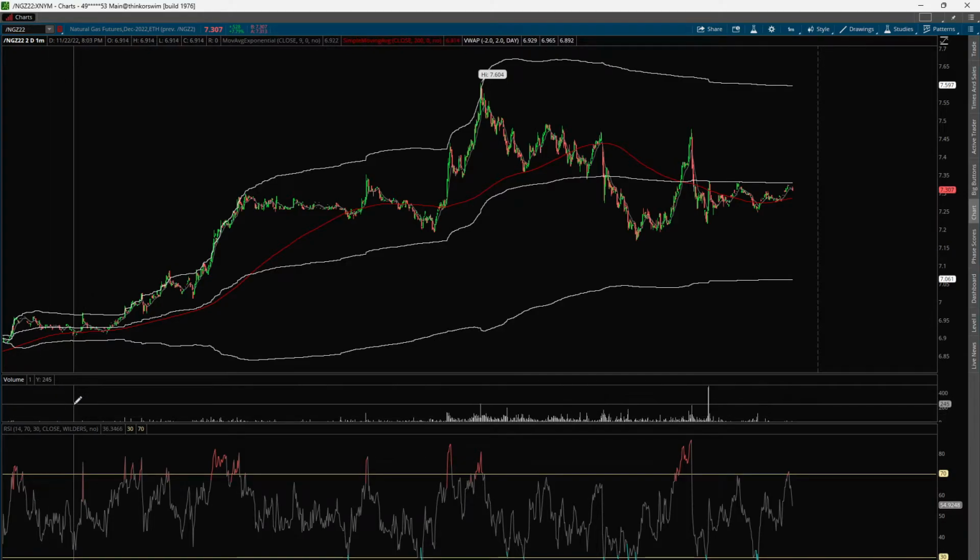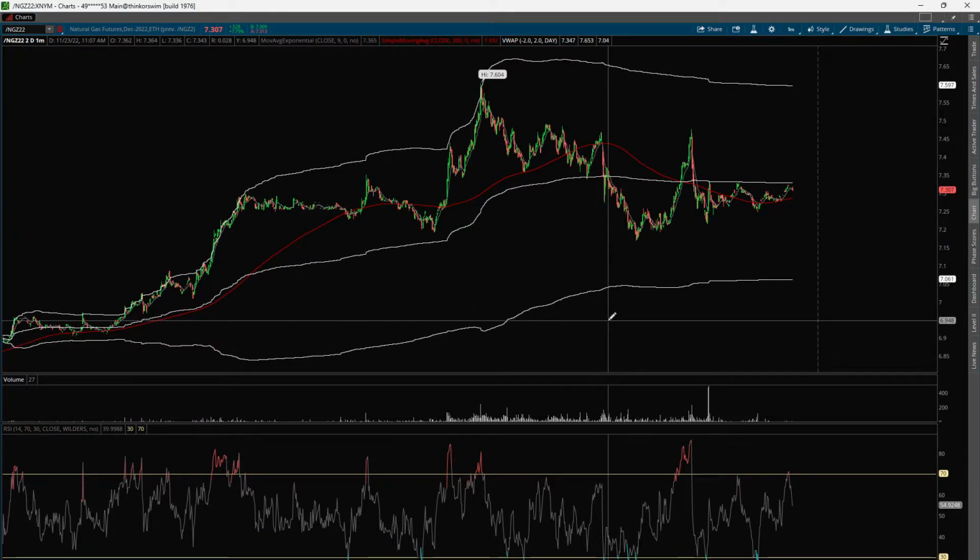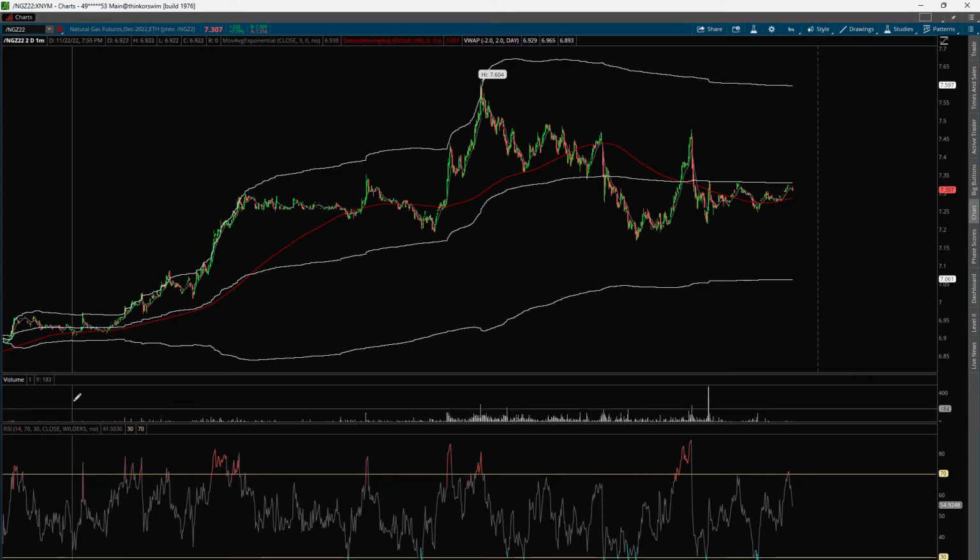Next is volume. So I really like to have volume on my chart. There's kind of two ways you can set it up. You can set it up on your price chart, or you can have it separate like it is here. I like it separate just so that I can really understand the actual volume occurring in the market.